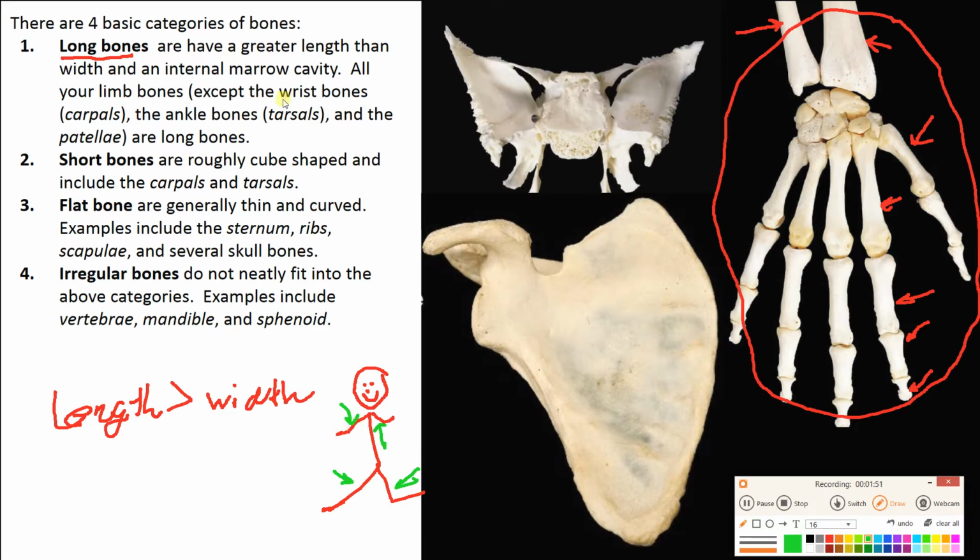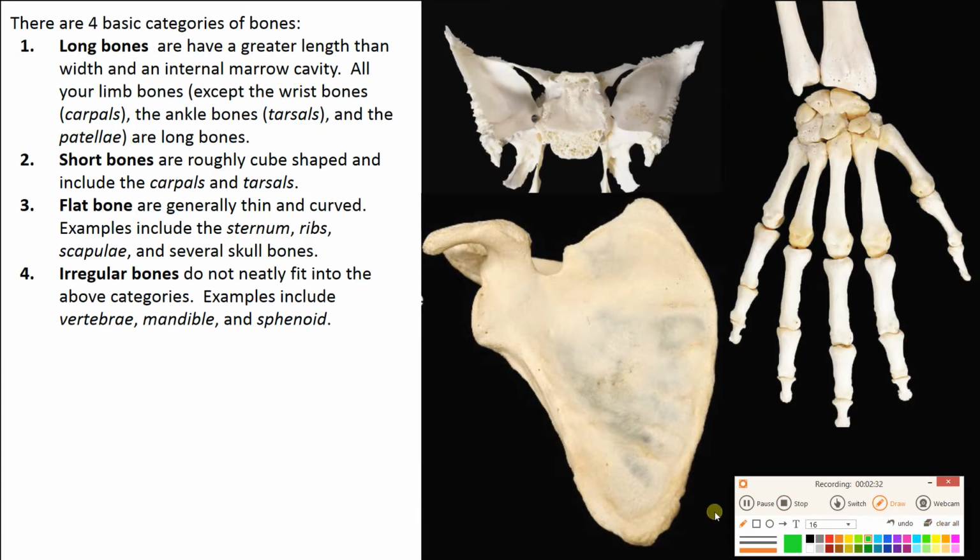Your wrist bones are in your limbs, but they're not long bones. These are wrist bones right here. These are called your carpals. You can tell they don't have that same shape, that cylindrical shape. So they're not long bones. Similar bones in your ankles called the tarsals are also not long bones. And your kneecaps, your patellae, they're exceptions as well. But everything else in your limbs is going to be a long bone. And long bones have greater length than width, plus they have a marrow cavity. Okay. That's one category. Category number two, short bones.